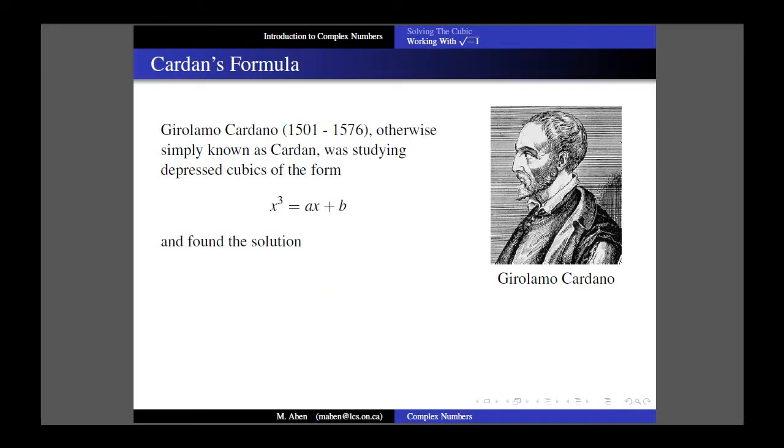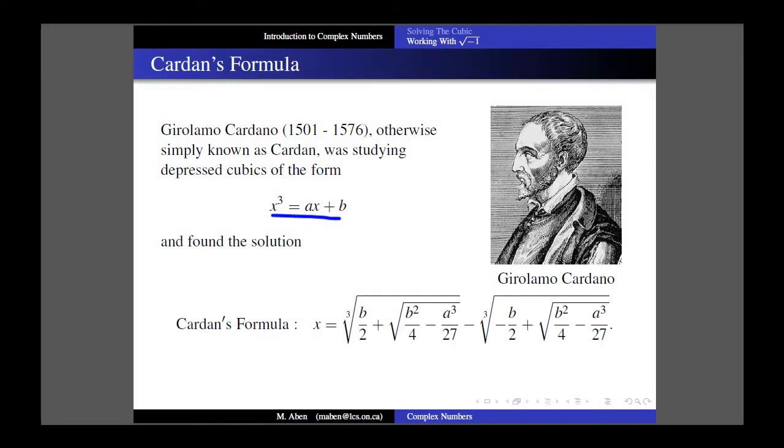a little bit later on, a guy by the name of Girolamo Cardano, who's often just known as Cardan, who worked in the early part of the 16th century, was also studying the cubic, and he was studying cubics of this form. And he came up with this solution, remarkably similar to del Ferro's solution. And I want to draw a little bit of attention to the similarity between the two.